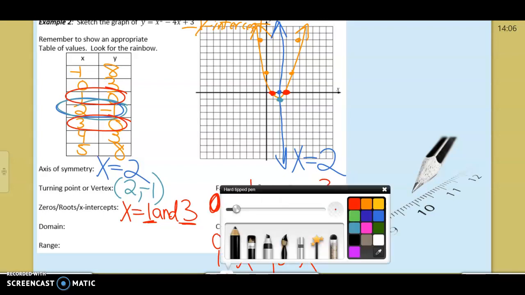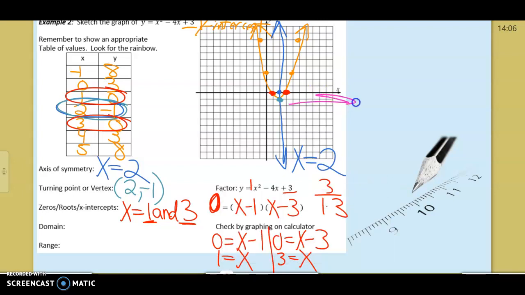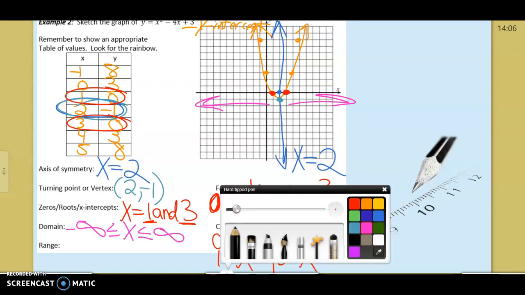We finish up with the domain. Let me change my color again. Remember, the domain goes to the right and to the left forever and ever. Another way to write this would be to do a compound inequality. So I'll review that with you. Negative infinity less than or equal to x less than or equal to positive infinity. It's no different than what we did last time. It's just using inequality symbols instead of the parentheses. For the range, I'll keep it the same. I'm not going to change that up on you.